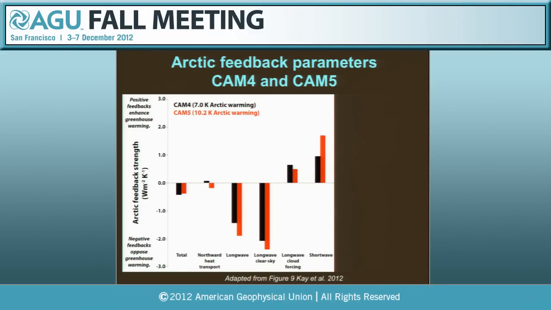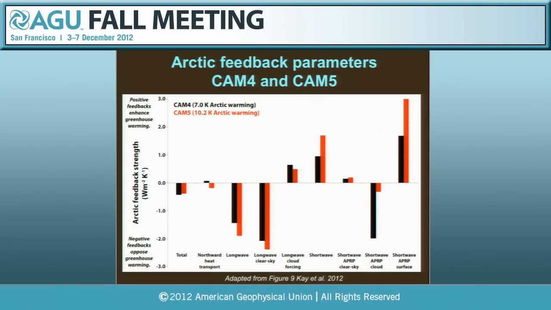In fact, the shortwave feedbacks in CAM 5 were about twice as strong as they were in CAM 4. If you try to partition that into different aspects of the shortwave feedback, you see that's because CAM 5 had a weaker negative cloud feedback and a stronger positive surface albedo feedback.